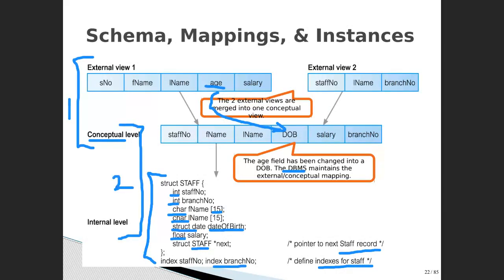All right, so whatever is in the conceptual level will be reflected in the external level. Whatever is in the internal level will be reflected properly in the conceptual level as a logical record, and this will be maintained by the database management system. So two types of mapping. Got the point? Mapping.